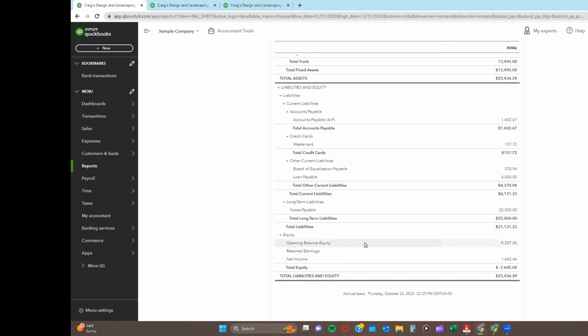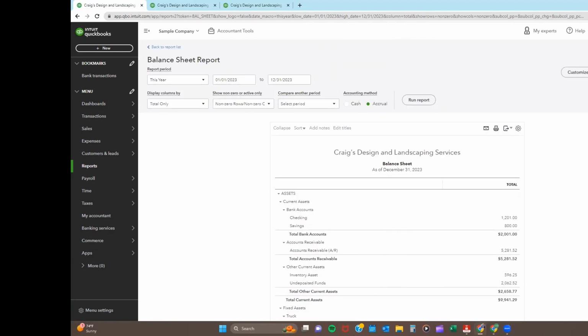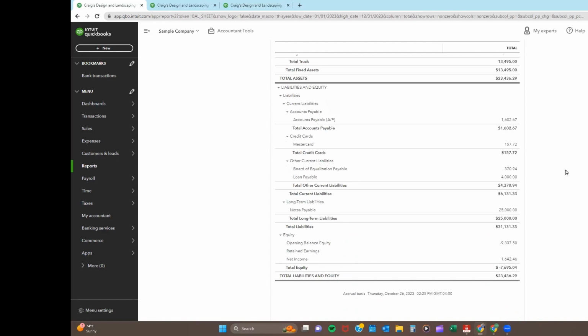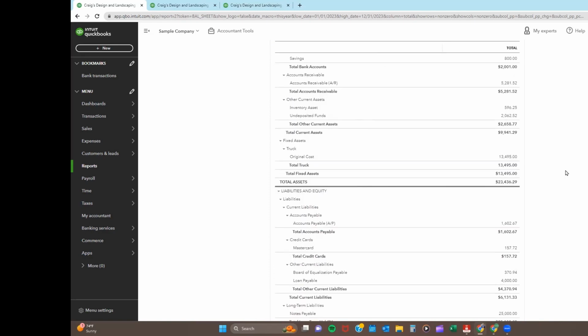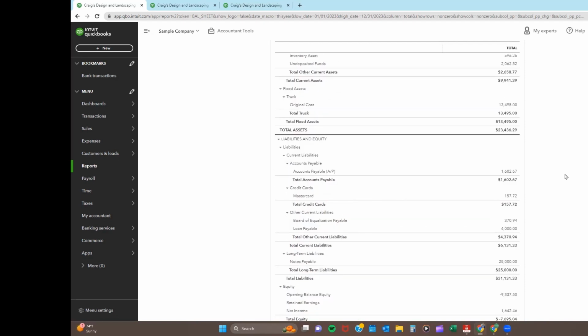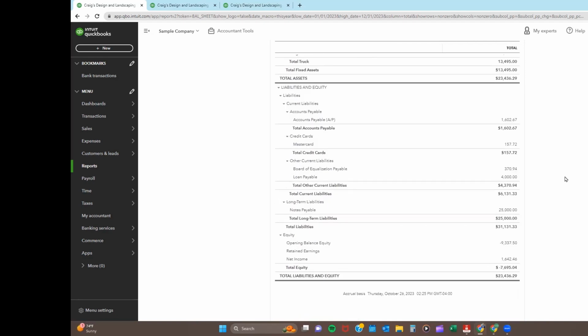Okay. We're not going to get into this opening balance equity because this number's wrong. So we're not going to get into that. And then he's got $1,600 of net income. So before we jump to the profit and loss, this was the balance sheet. This is his assets, his liabilities, and his equity. His assets are what he owns, liabilities are what he owes, and the equity is the accumulation of all his earnings and profits. All right.